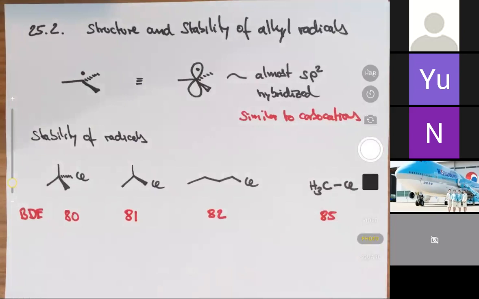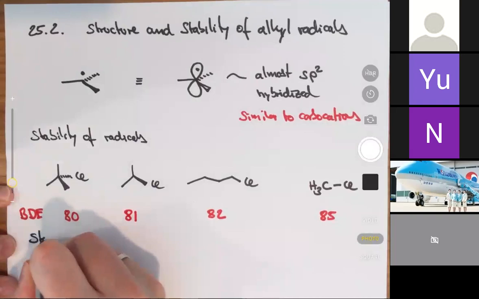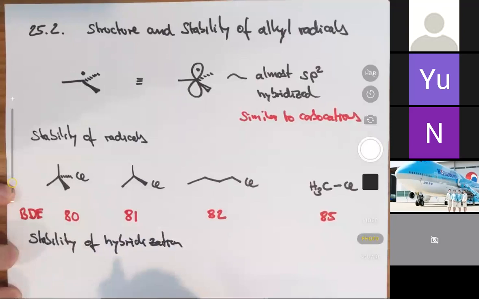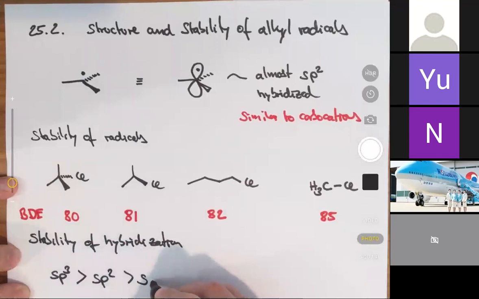If we just go by the hybridization of these centers, all of these were essentially sp3 hybridized or tetrahedral, right? If we just go by the stability of the hybridization, we can also build up a series that corresponds again to the stability of the carbocations. So generally speaking, radicals coming from sp3 hybridized centers are more stable than the ones coming from sp2 hybridized, and those are more stable than the ones from sp hybridized.